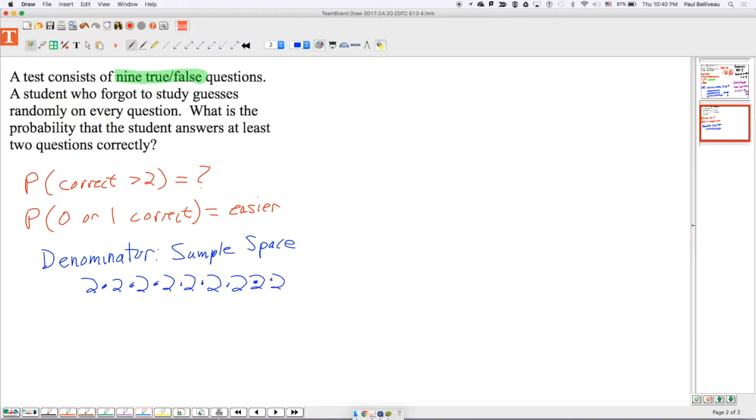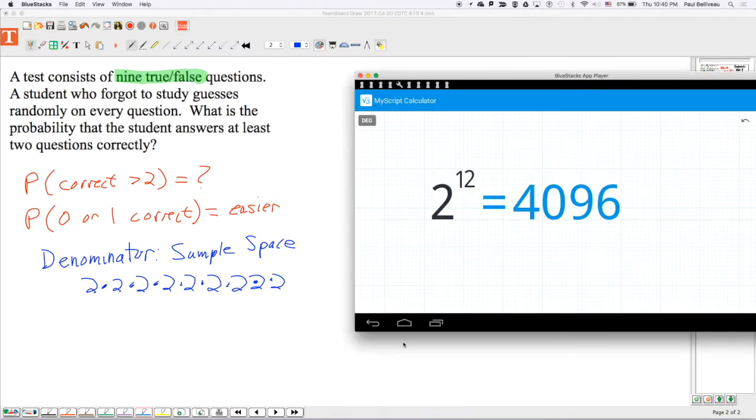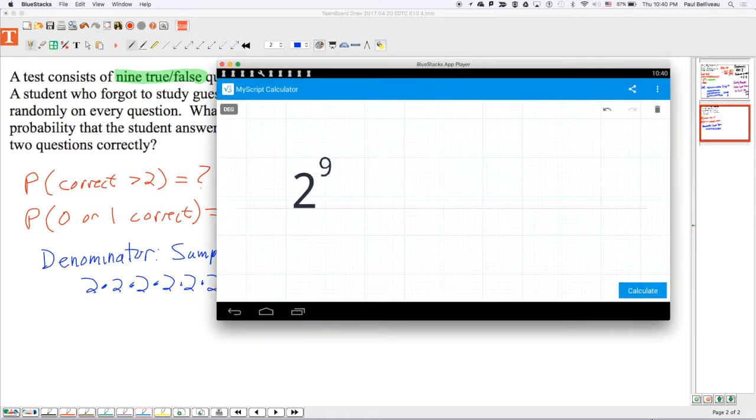And just like with your outfits, you multiply these 9 choices together. 2 things you can do, 2 things you can do, 2 things you can do, all the way out to 9 choices. So our denominator is 2 to the 9th, which is 512.